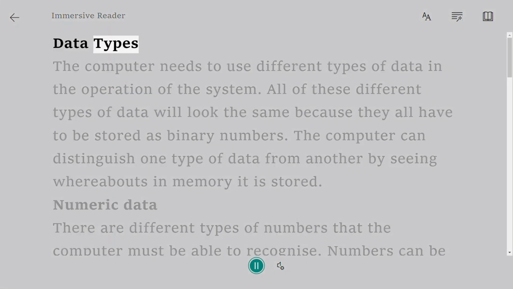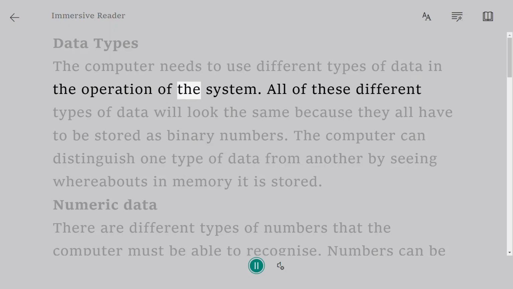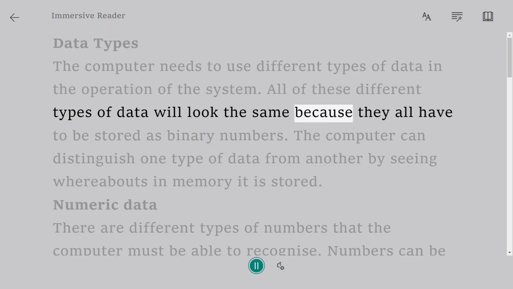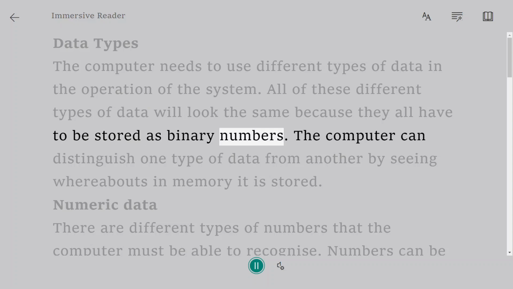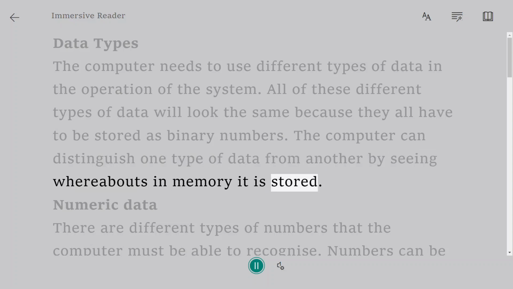Data types. The computer needs to use different types of data in the operation of the system. All of these different types of data will look the same because they all have to be stored as binary numbers. The computer can distinguish one type of data from another by seeing whereabouts in memory it is stored.